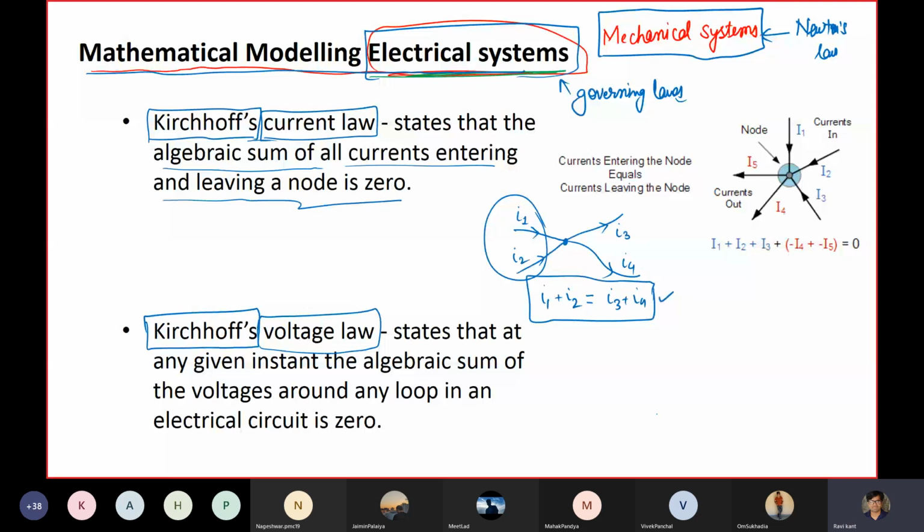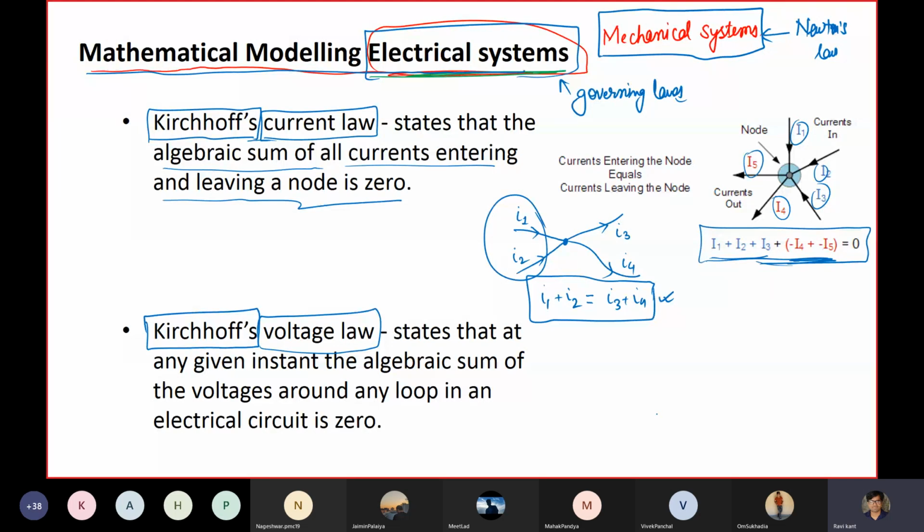It is the same thing here. I1, I2 and I3 currents are coming into the node, and the currents going out of the node are I5 and I4. So you have to subtract I5 and I4 from I1 plus I2 plus I3, and that relates to your current segmentation or breakage, so to say.